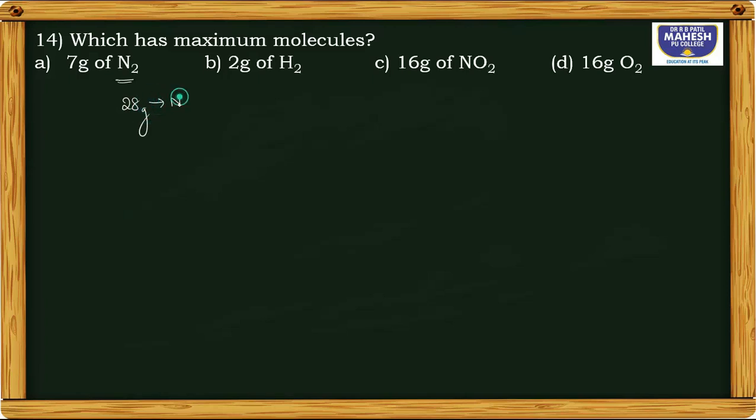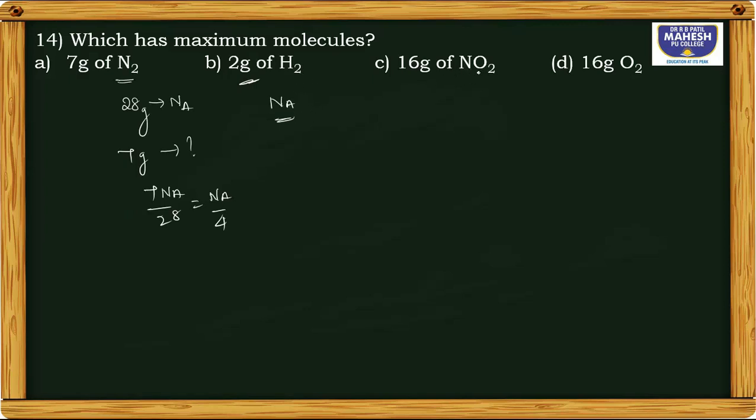28 has Avogadro number of molecules, then 7 has how many? So 7 Avogadro divided by 28, it is nothing but Avogadro by 4. And 2 gram of hydrogen means it is a molar mass. It has Avogadro number of molecules only.